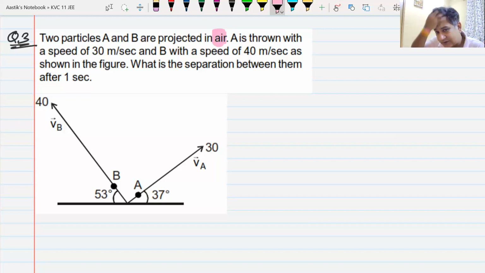Remember, it's a difficult question. It's not an easy one. Try to understand that both of them are projectiles. This gentleman is going to go like this, and this gentleman is going to go like this. They are both projectiles. I hope you understand this. Sometimes you might end up with the right answer by not doing the question correctly also. But you must understand both of these are projectiles, and you have to find the distance between the two projectiles.